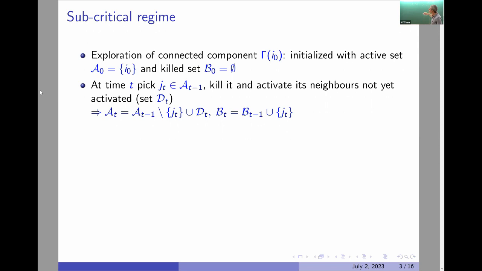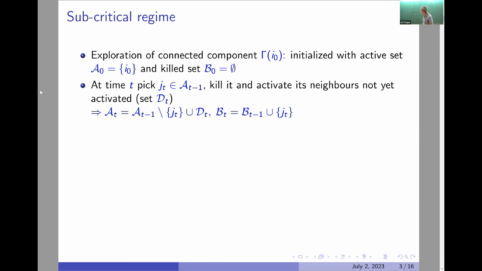And I'm going to construct the connected component of I naught gradually. So I will start by activating its neighbors that I have not revealed. Okay, and so that will be going to A1, its set of neighbors. I think I denoted by D1 the nodes that are activated. And so the size of D1 follows a binomial distribution with parameters n-1 and p.